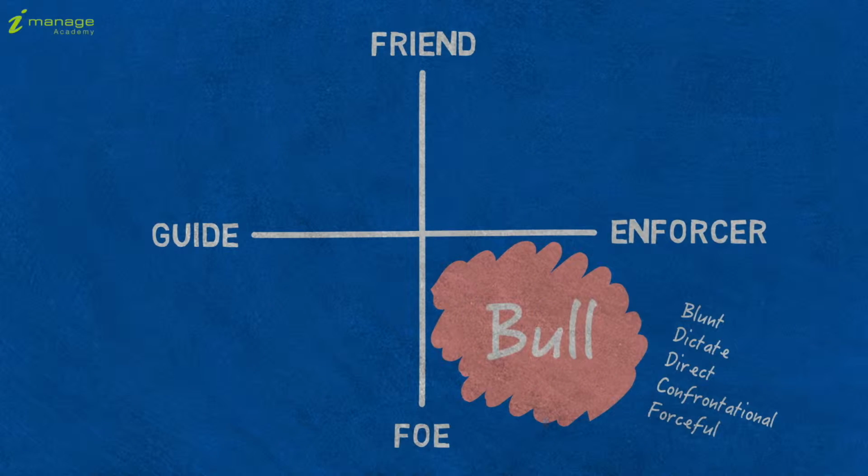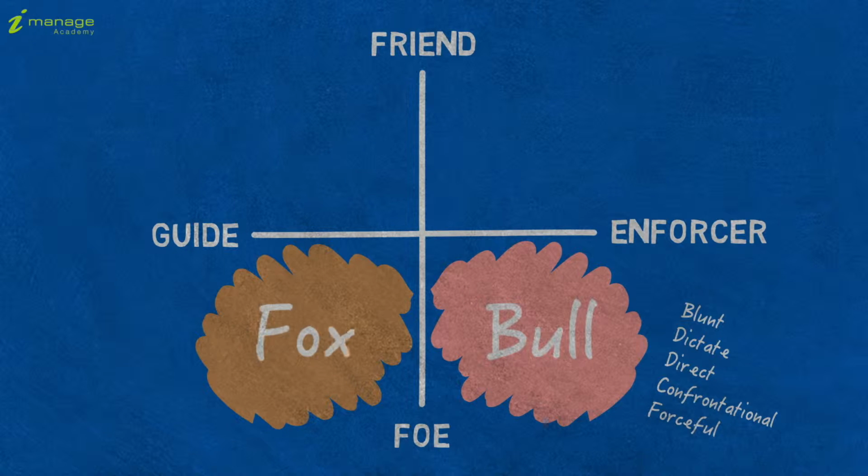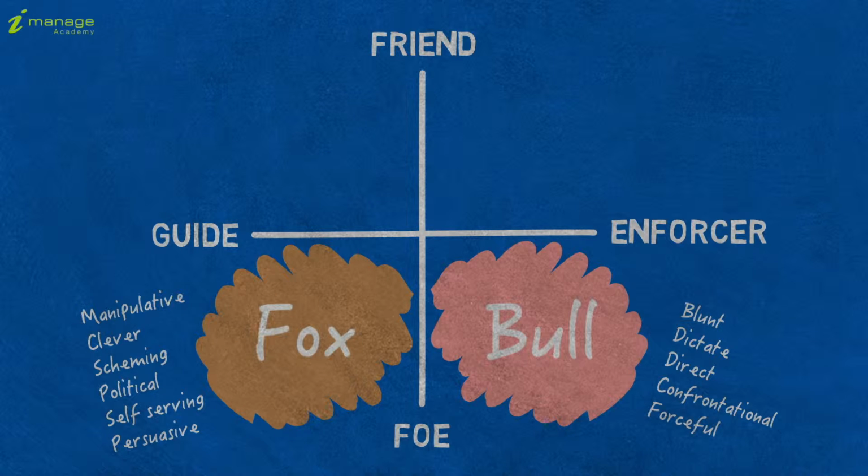Let's move across the bottom. So I want to come across to this idea of fox. So here I'm not looking at protecting the relationship, but it's on the guide side rather than the enforcer side. So the typical caricature of a fox would be manipulative, clever, a bit covert, underhand, maybe scheming, quite persuasive, politically self-serving in its worst case, I would think. But what we're doing here is we're trying to manipulate a situation and influence it that way, in a cunning way, rather than in a blunt, bold way.